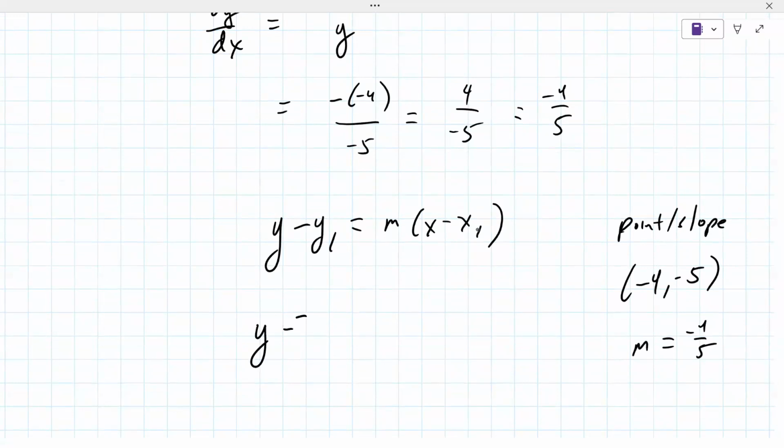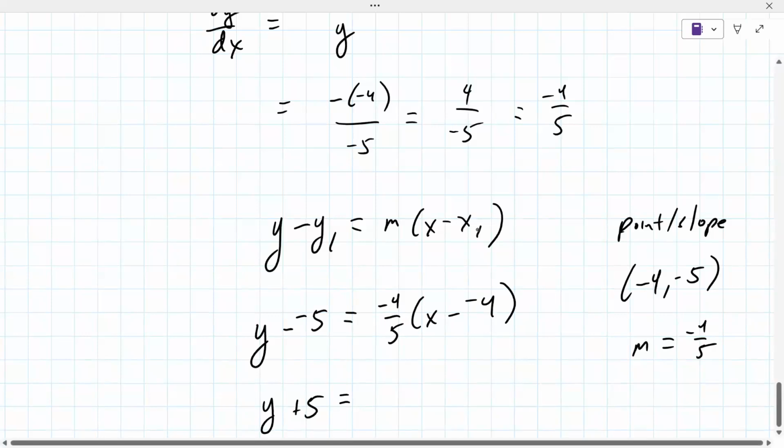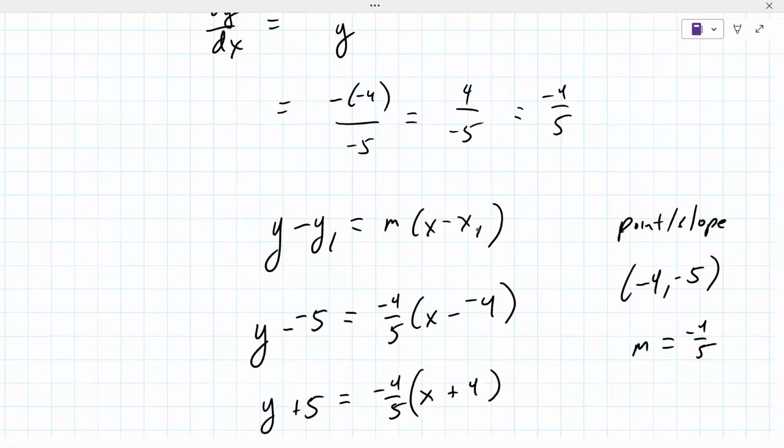So you do simplify signs. You don't just leave it like that. -4/5 times x minus a -4. So this becomes y plus 5 equals -4/5 x plus 4, like that.